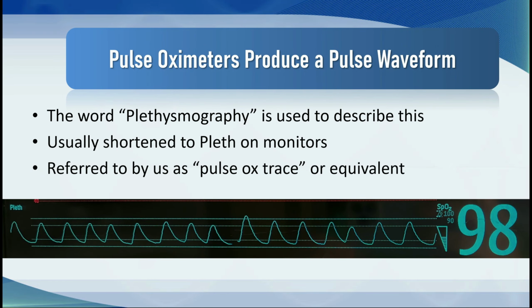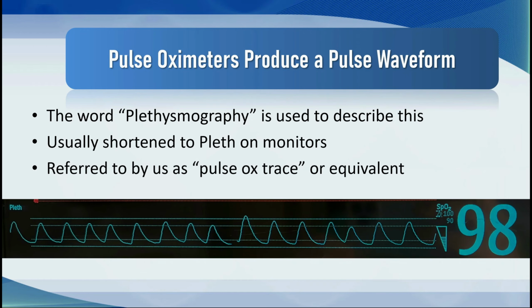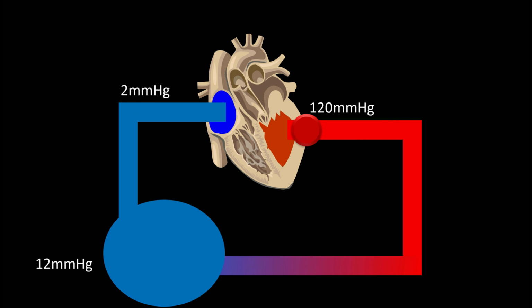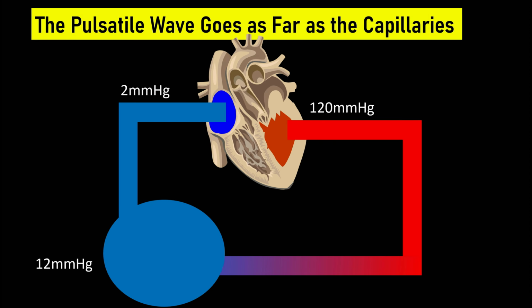The word plethysmography is used to describe the pulse waveform. It's usually shortened to the word pleth on monitors, but most of us refer to it as the pulse ox trace or equivalent. When the heart contracts in systole, a volume of blood is ejected into the aorta, and this expands the blood vessels sequentially as a wave that passes all the way to the capillaries and then dissipates into a lake of venous blood on the far side.